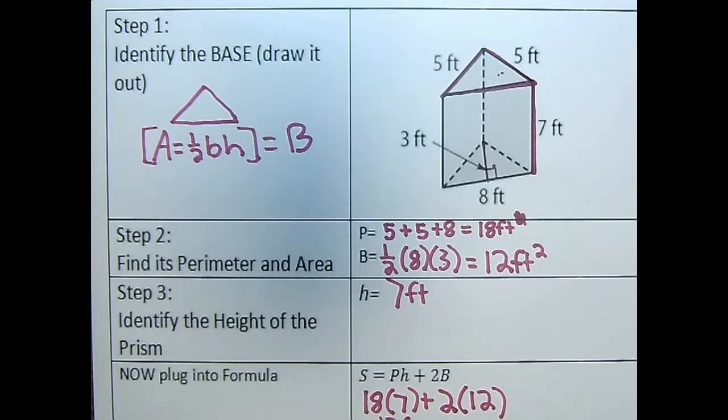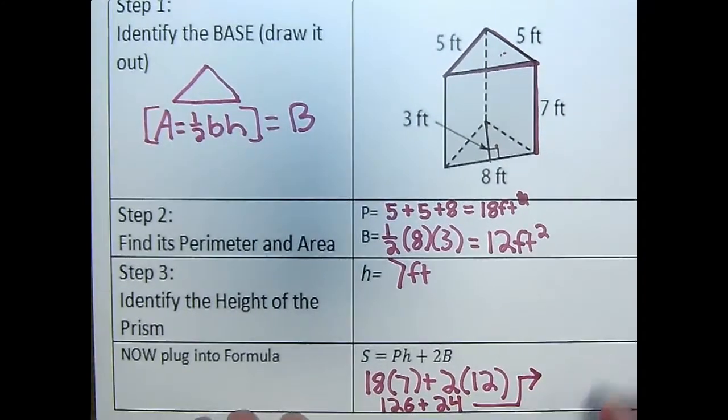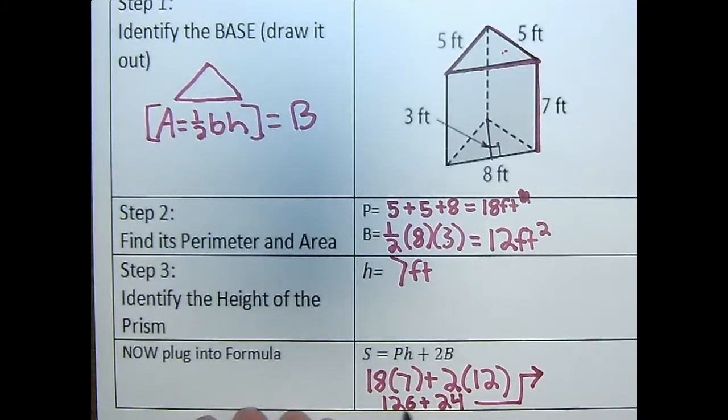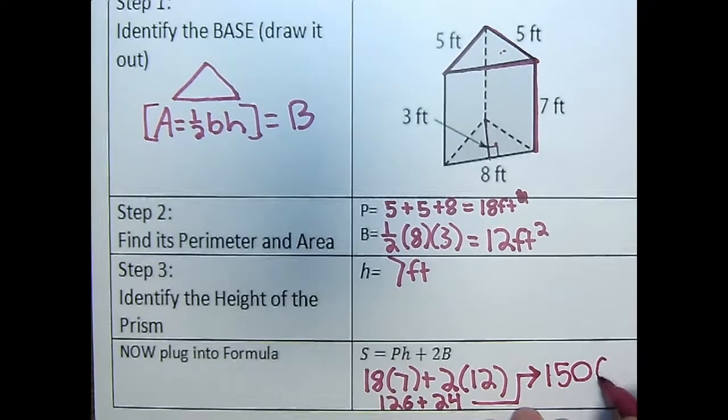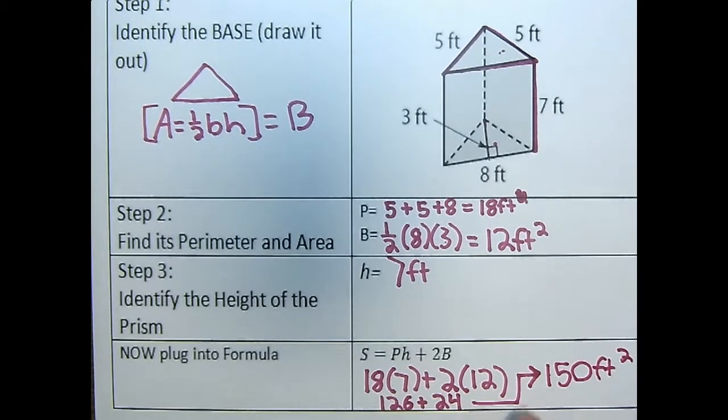126. Okay, and I'm going to add that to 2 times 12, which would be 24. Okay, and I'm going to go right over here to finish it out. Let me move that up so you can see it. So it would be 126 plus 24, and that will give me 150. 150, and since we're dealing with area, it will be feet squared.